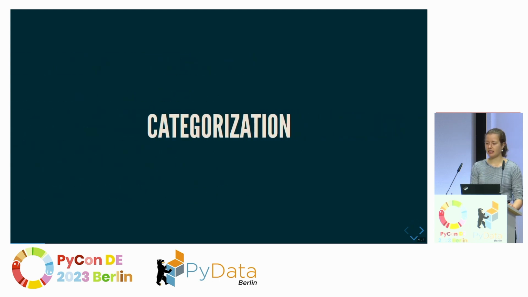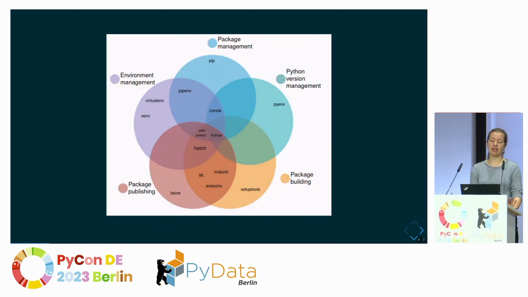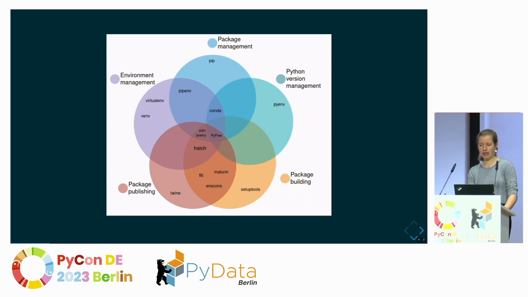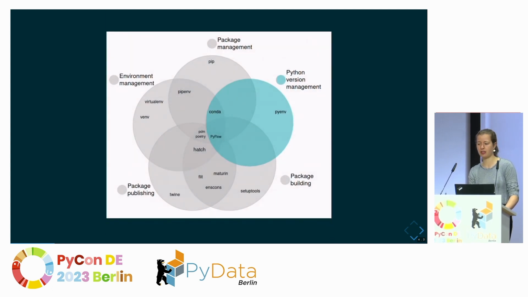Regarding the categorization, I identified 5 main tasks that are relevant for packaging and environment management. These are Python version management, package management, environment management, which is usually concerned with virtual environments, but doesn't have to be, we will talk about this later as well, and package building and publishing. As you can see here, we have lots of tools for the different tasks, and some can do several tasks, some are single purpose. You will see this Venn diagram a lot, so don't worry if you can't take it in right now. As I mentioned, it's also in the PDF version of the slides. So let's look at each category very shortly so you get a first idea.